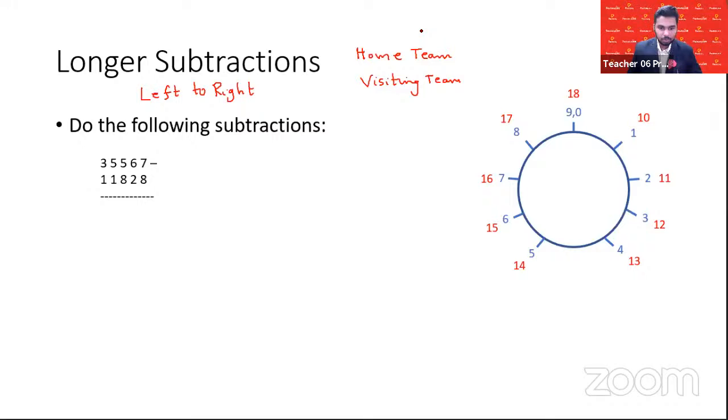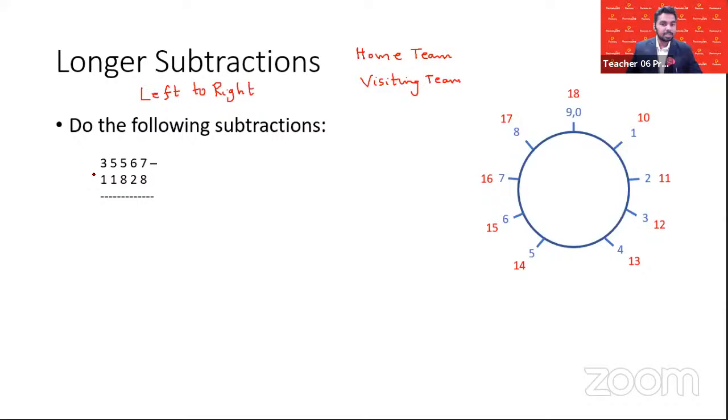Okay, so some of you do not know. A home team is a team that is playing in its home ground. If the Indian team is playing within India, it is called a home team, and the visiting team is a team that visits the place and competes against the home team. So you can view subtraction as a home team versus a visiting team game, like a match.